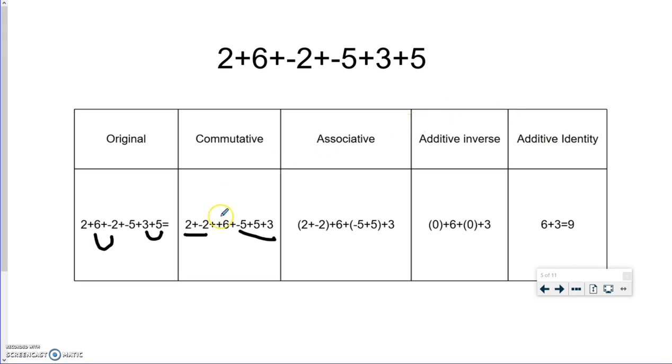So we started with the commutative, where we just switched the order, then we grouped with the associative property. We knew that adding an inverse will give us 0, and the additive identity property told us that any number plus 0 is that number.